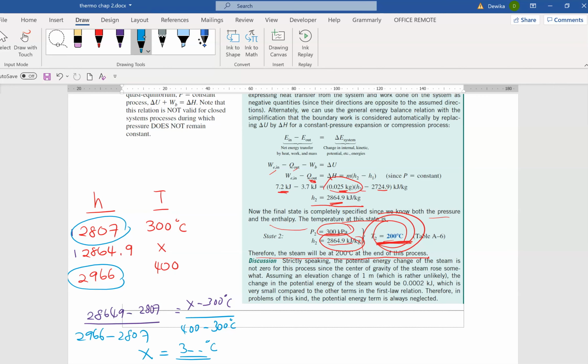So what is specific heat? In specific heat, we have two types. One is constant volume and another one is constant pressure. Cv is the energy that's required to raise the temperature per unit mass of the substance by 1 degree. And then we have Cp, which is the energy required to raise a unit mass of the substance by 1 degree as the pressure is maintained constant.